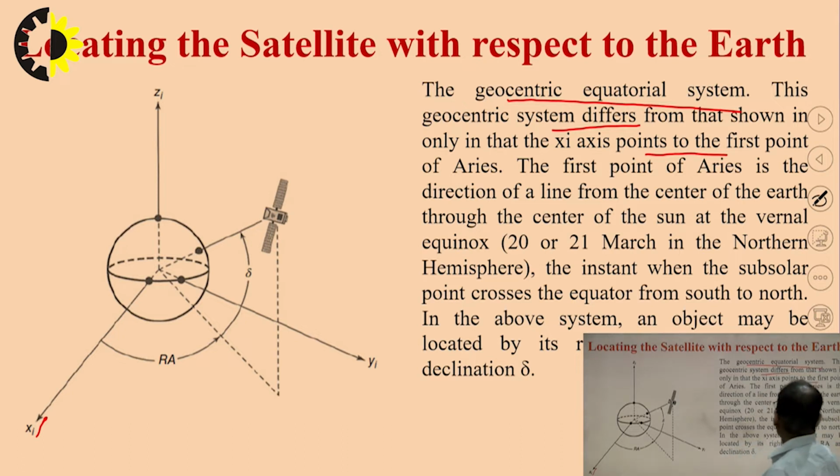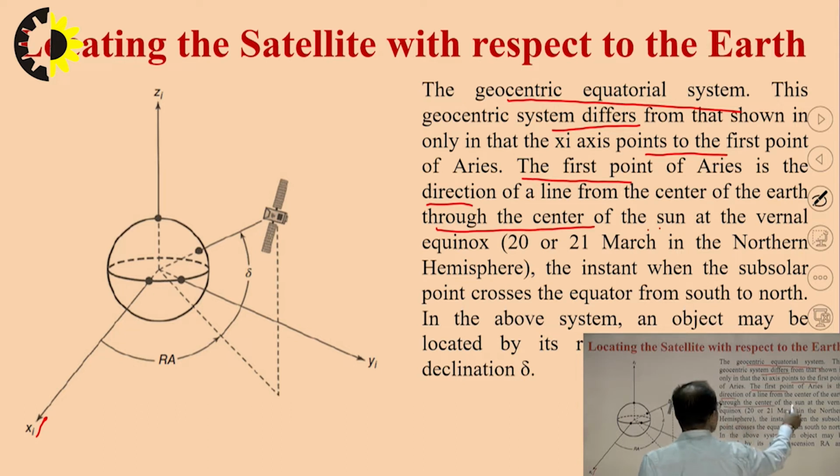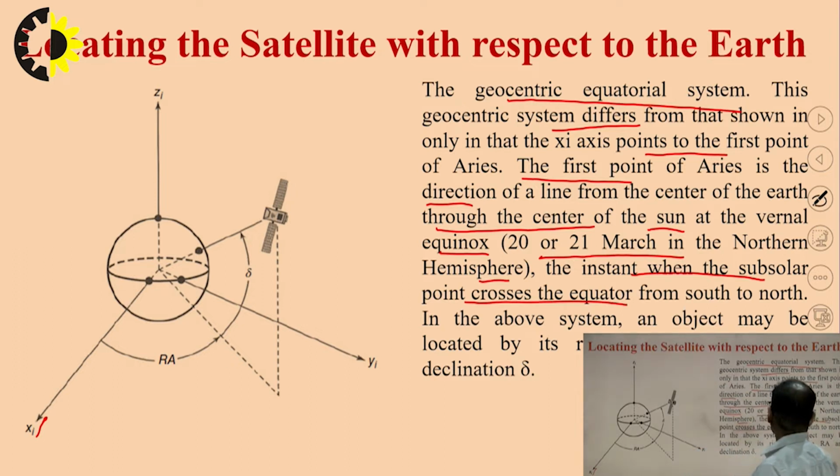Basically, the first point of Aries is the direction of the line from the center of the earth through the center of the sun at the vernal equinox. The vernal equinox is on the 20th or 21st of March in the northern hemisphere, the instant when the subsolar point crosses the equator from south to north. In the above system, an object may be located by its right ascension and declination.